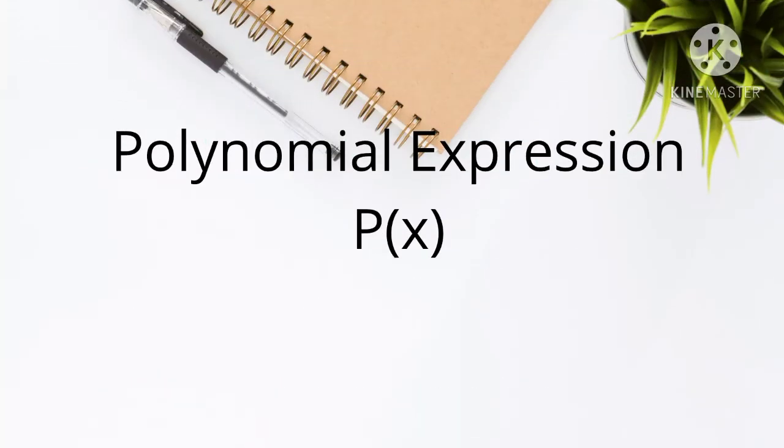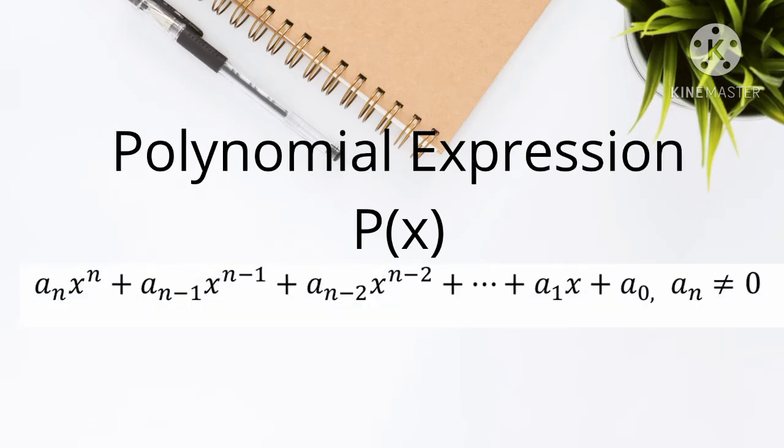So in our polynomial expression, p of x, that is a sub n, x to the power of n plus a sub n minus 1 x to the power of n minus 1 plus a sub n minus 2 x to the power of n minus 2 and so on and so forth plus a sub 1 x plus a sub 0 where a sub n should not be equal to 0.